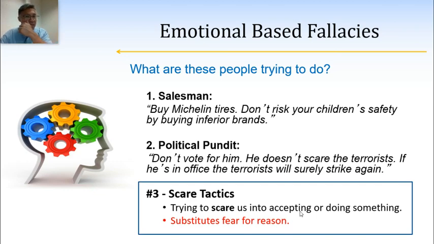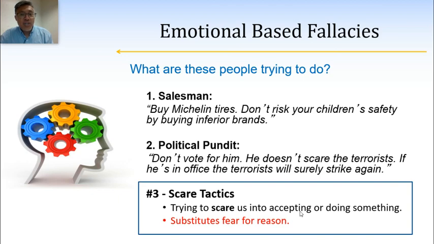Now, on the surface, you might hear these arguments and say, wait a minute, that's an actual reason. I don't want my kids to not be safe. I don't want to be attacked by terrorists. Okay, let's take a closer look at these arguments, or these pseudo-arguments, right? So the salesman, buy Michelin tires. Okay, so if you're going to make an argument for buying Michelin tires, well, there should be evidence about Michelin tires, right? Evidence why other brands have tires that aren't as good as Michelin tires, or why buying other brands will be of a detriment as compared to buying Michelin tires.